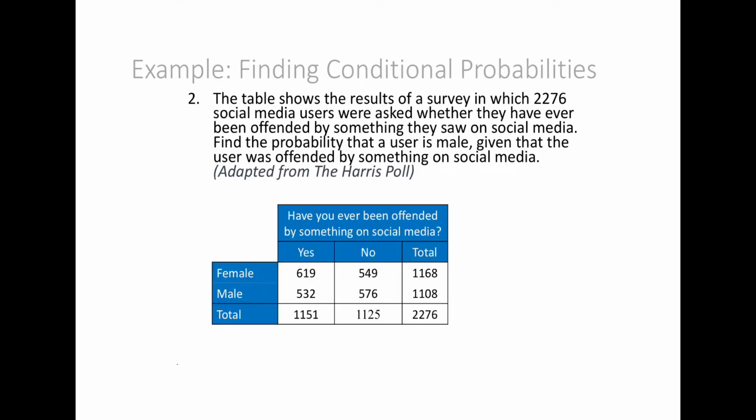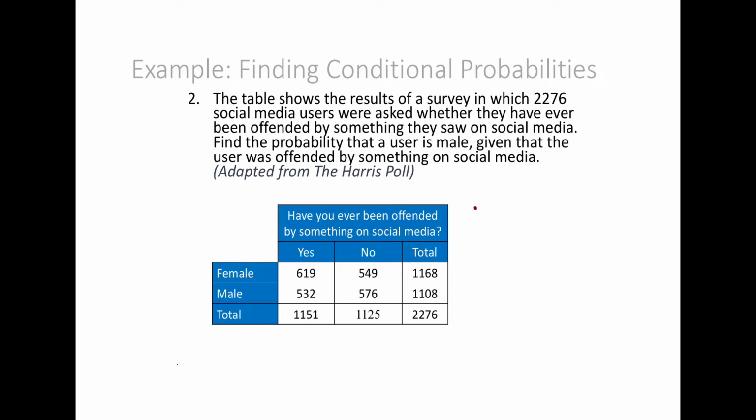Let's take another look at an example where we have a table showing results from a poll. In this case, we divided up the sample that we took by male and female, and then we asked, have you ever been offended by something on social media? Some people said yes, some people said no, so we have our totals here. Now, let's get to the question. Find the probability that the user is male, given that the user was offended by something on social media.